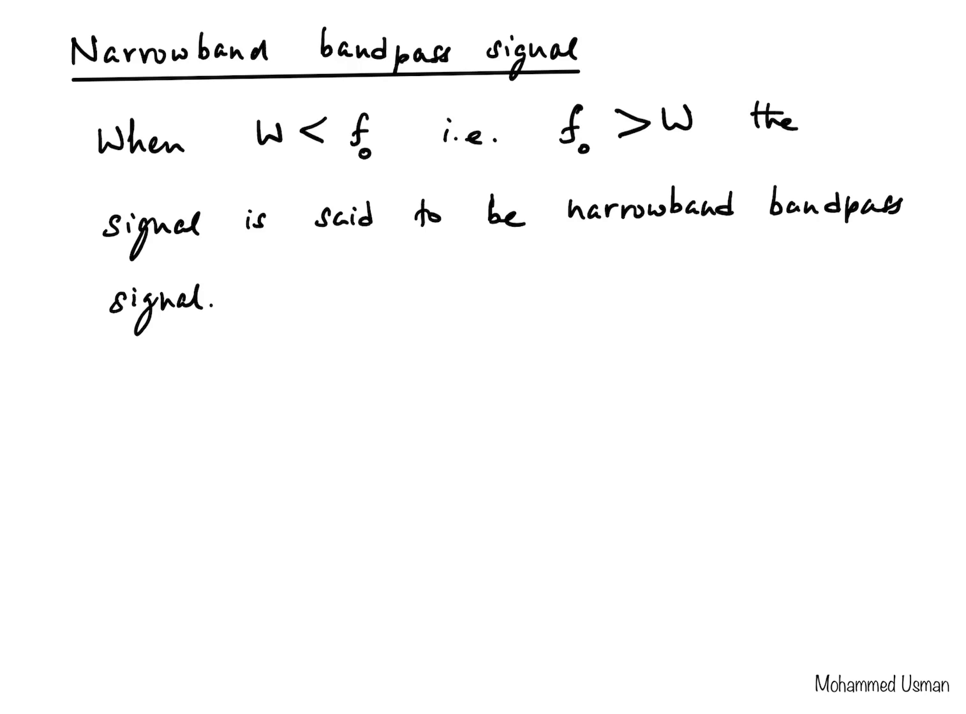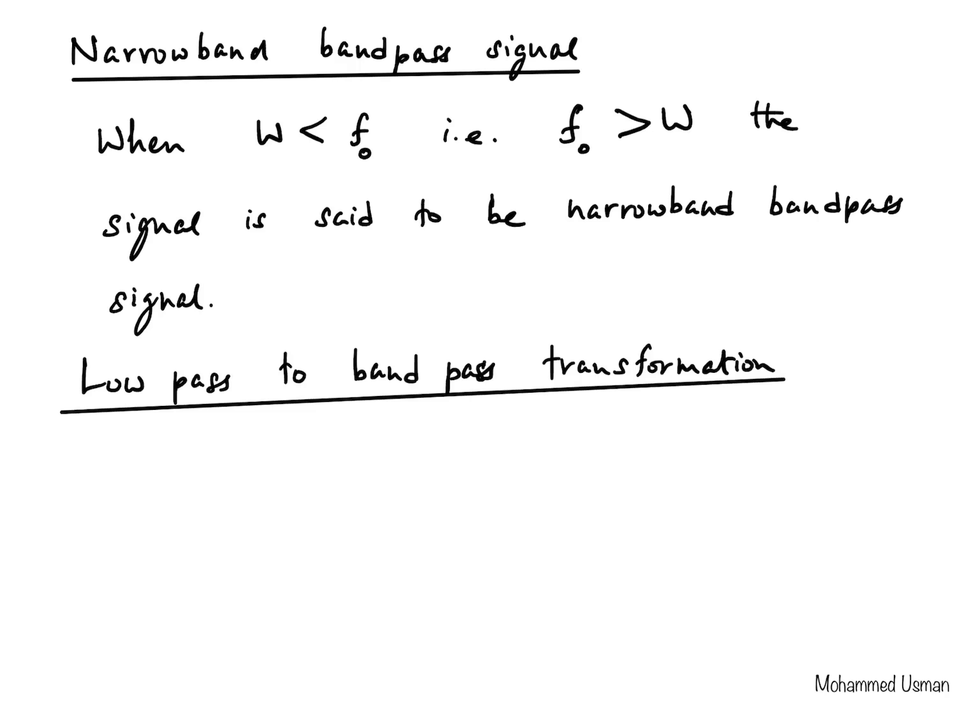So we see how to go from low pass to band pass. But coming from band pass to low pass is not so straightforward. It involves some steps. So, for example, low pass to band pass representation. We want to convert a low pass signal, which we'll call XL of t, into a band pass signal, which we'll denote as XB of t. How can we do that?